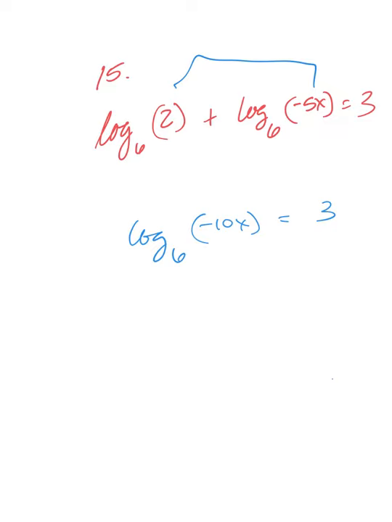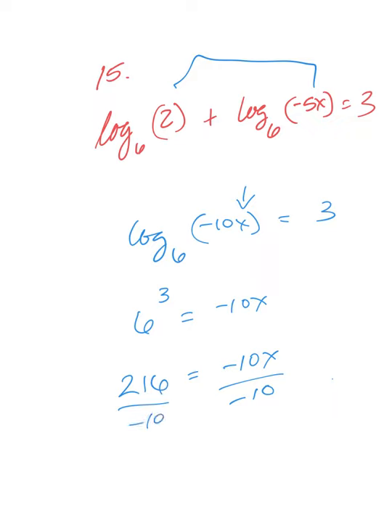So now we've got the exponent right here, so we need to put it in exponential form again. So we have 6 cubed equals negative 10x. 6 cubed, I believe, is 216, equals negative 10x. Divide by negative 10. And it's negative 21.6 equals x. When I plug that negative number into here, I still get a positive number. So it should be okay.